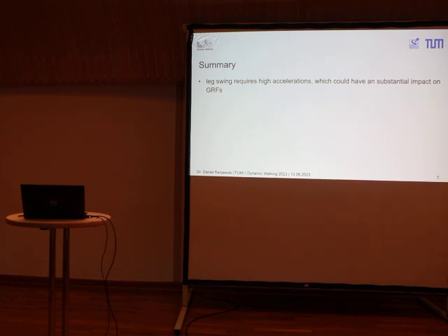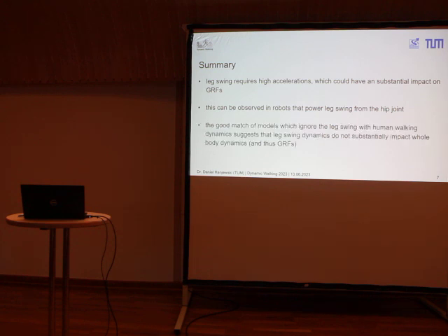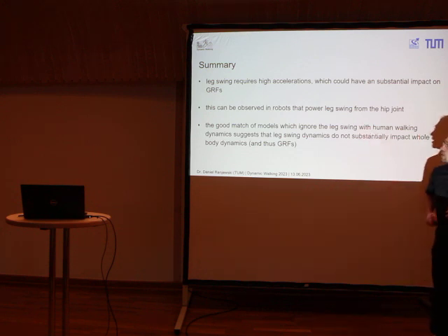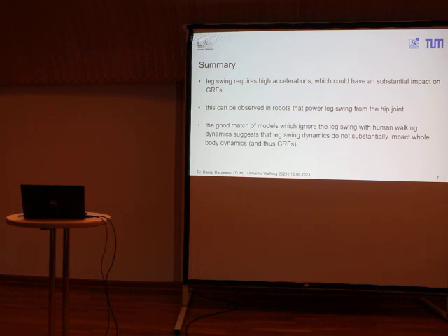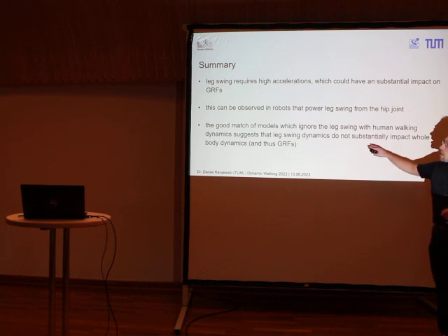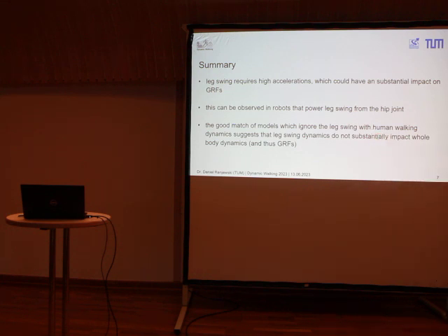And so, in summary, what I want to show here is that leg swing in general requires high accelerations, which could have a substantial impact on ground reaction forces. This can be observed in robots that power leg swing from the hip joint, and the good match of models that we observe and which ignore the swing leg suggest that there is indeed, as we knew before from the beginning, something going on that decouples the swing leg dynamics from the rest of the body.